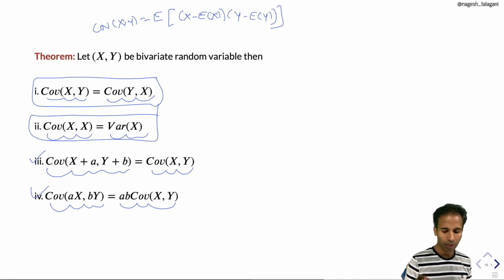Okay. Fine. Here, result 3 says that if you shift x by a and y by b, covariance will not be affected. Result 4 says that if you scale x by a and y by b, then covariance will be scaled by ab. Okay, fine.